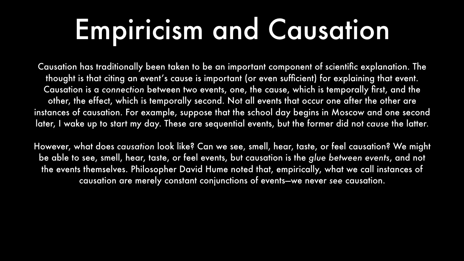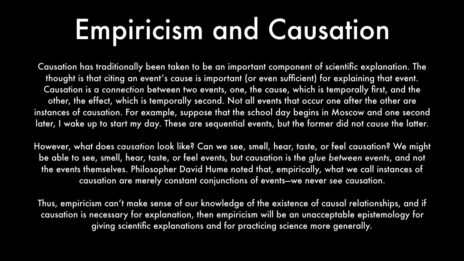Philosopher David Hume noted that empirically, what we call instances of causation are merely constant conjunctions of events. We never experience, we never see the causation. Thus, empiricism can't make sense of our knowledge of the existence of causal relationships, and if causation is necessary for explanation, then empiricism will be an unacceptable epistemology for giving scientific explanations and for practicing science more generally.